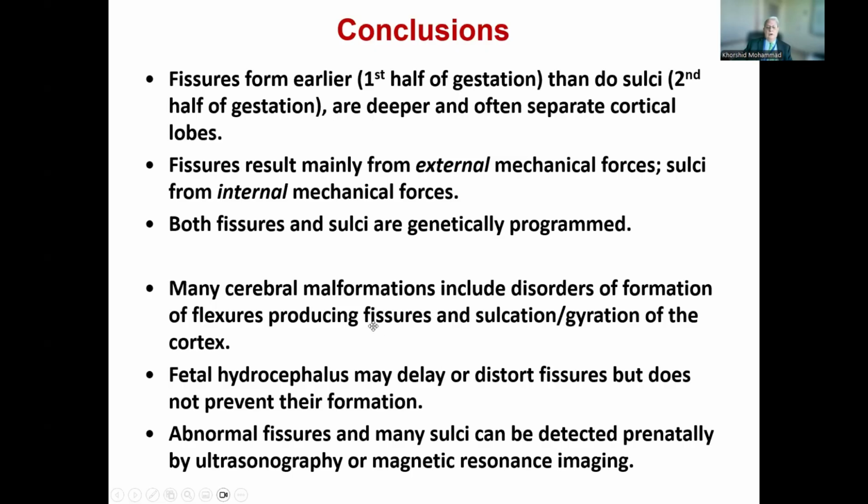So it's important to recognize this in the interpretation of imaging or of neuropathology of fetuses and neonates who have malformations of the brain. Fetal hydrocephalus may delay or distort fissures, but it does not prevent their formation. And these fissures and many sulci can be detected prenatally by ultrasonography or by MRI.